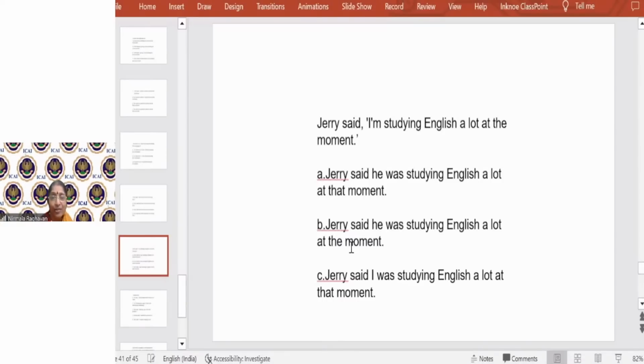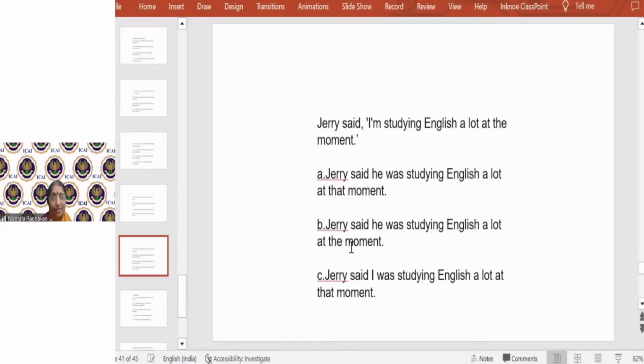Okay, let me see. You have to read the sentences very carefully, and this is for Hardik, not for you to say both are the same. There are changes which I can see at one glance. Please read it carefully. Okay, Jerry said, "I'm studying English a lot at the moment." So how many things should I change?